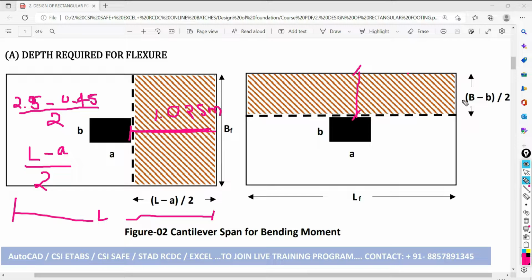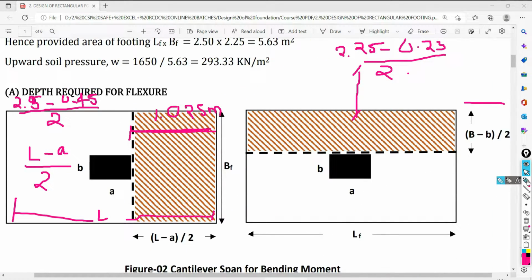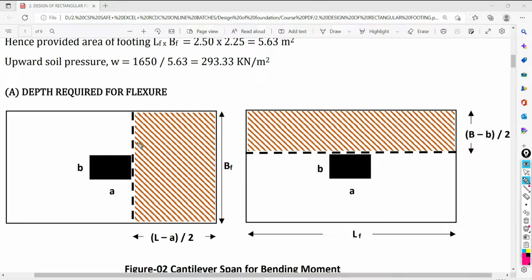Along the width of the footing, if you put all these values, this width is equal to 2.25 minus the width of your column, 0.23, divided by 2. So you will get the answer of this calculation as 1.01 meter. So in both of the directions we have calculated the projected span. This projected span is very important to calculate the moment at the face of your column in both of the directions.